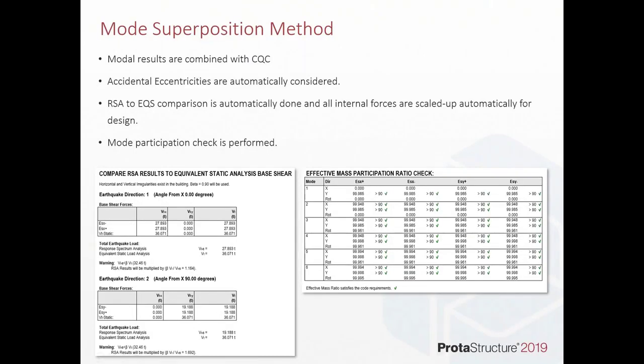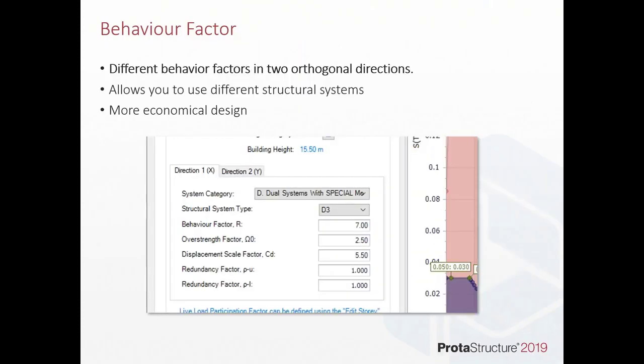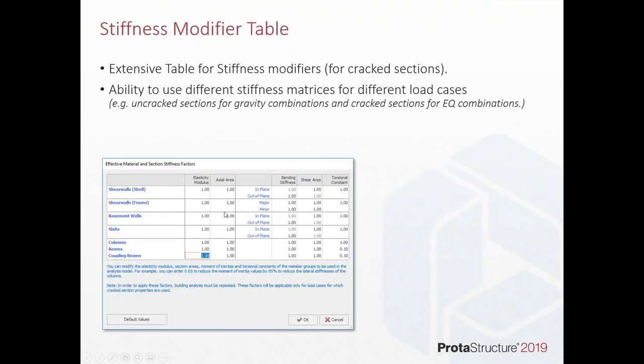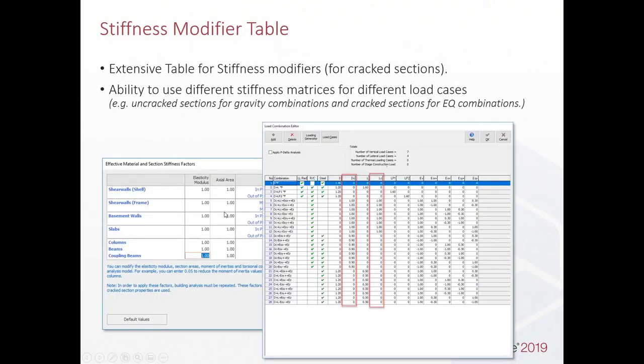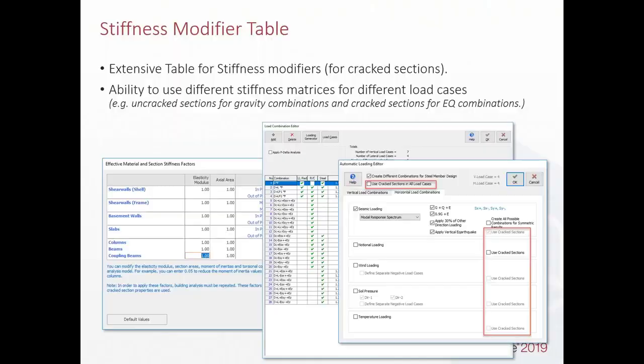I mentioned that we automatically will scale the base shear. You can have different behavior factors in orthogonal directions. You can also input your redundancy factors there as well. And you can play and control with the stiffnesses. You can have different crack properties for dead and live cases as well. So if for your gravity cases you don't want to have cracked sections, but for your lateral cases you do, you can easily do that in the software.